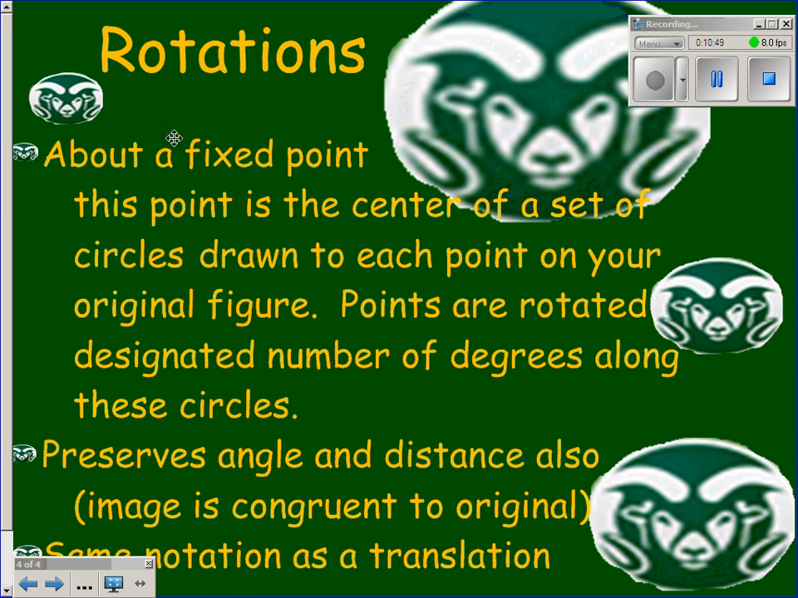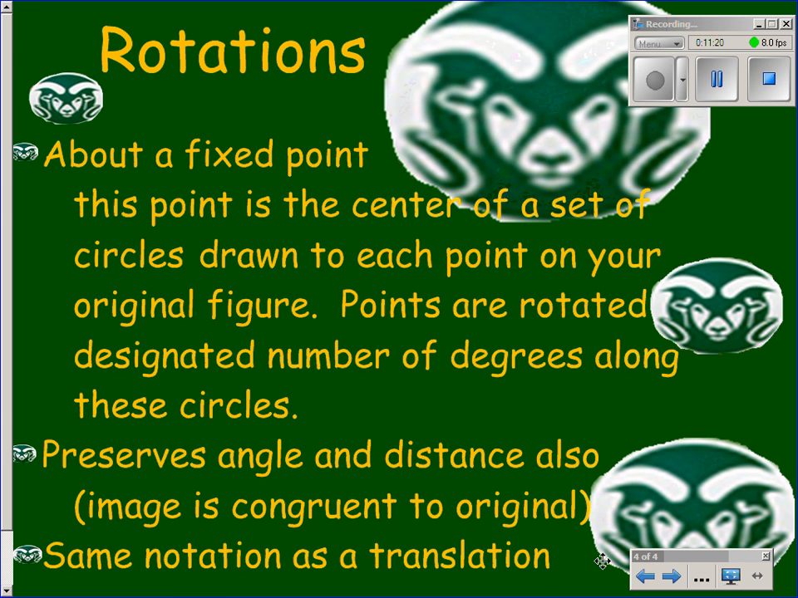Okay, so rotations, as I said, are about a fixed point. That's called the center of rotation. That center of rotation is the center of a set of circles drawn to each point on the original figure. There are an infinite number of these circles, but they all exist. Those points are rotated a designated number of degrees, according to what we decide our rotation to be, along those circles. As I mentioned, it preserves the angle and the distance, and so the image is congruent to the original, and we saw that it had the same notation as a translation, meaning that it used the primes.